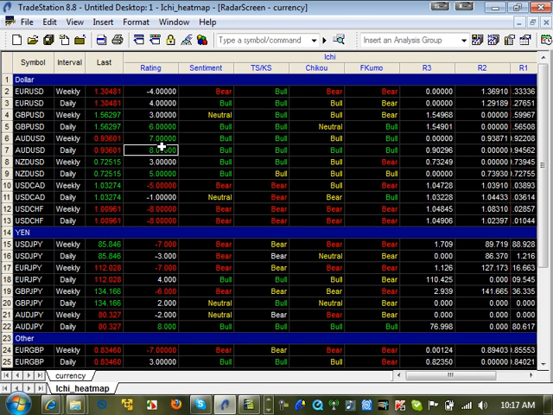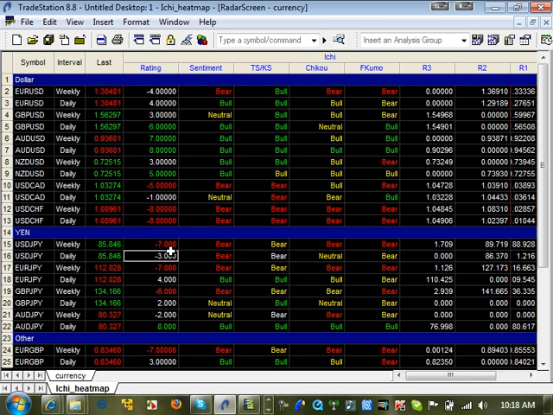Australian USD is bullish, but it seems like it's weakening. New Zealand USD just looks like the pound, where basically the daily is starting to influence the weekly. If you look at the US CAD, it seems like the daily is getting very weak now, so it seems like the weekly is going to get weak too. US Switzy is still very, very bearish.